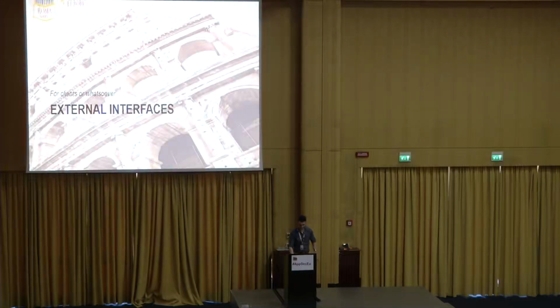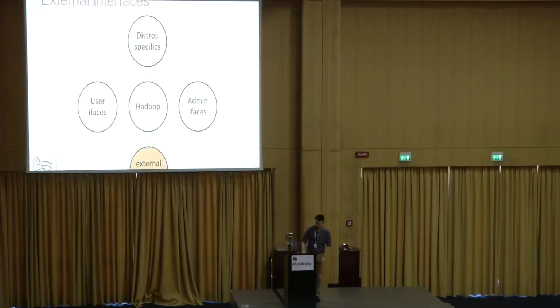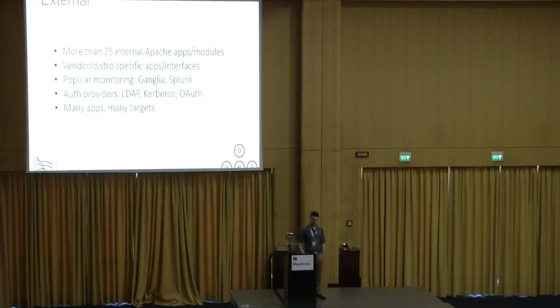OK, so let's move to the external interfaces. There are more than 25, but actually now I would say there are around 40 interfaces of Hadoop made by Apache, or small modules. So there is a lot to do when you pen test a big data solution. Of course, not every installation has every interface, but in a typical one we've got 10 to 20 interfaces. There are vendor or distribution-specific applications or interfaces, for which additional time is needed.